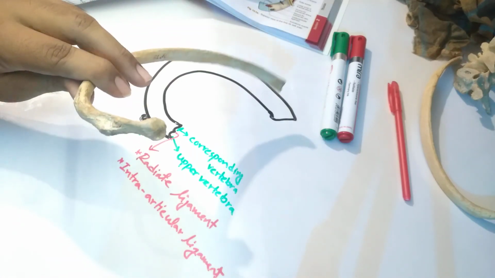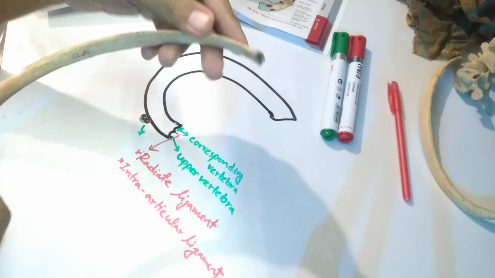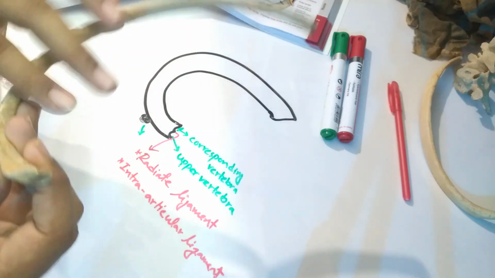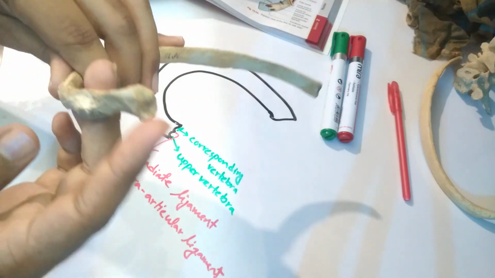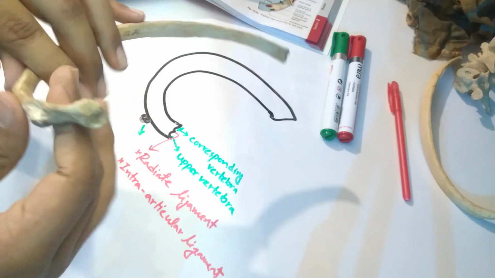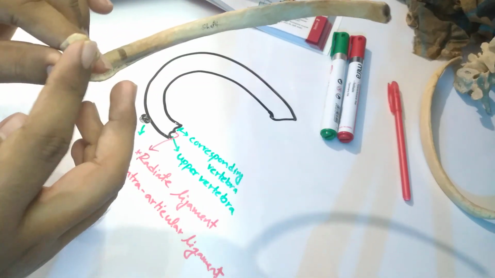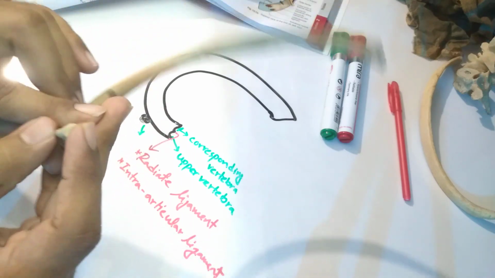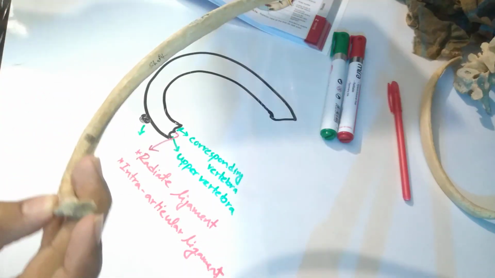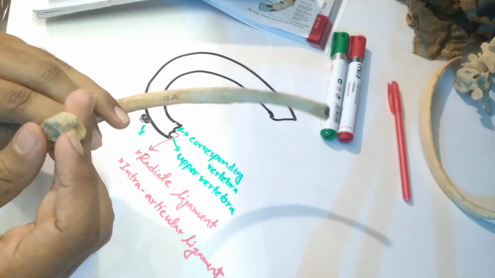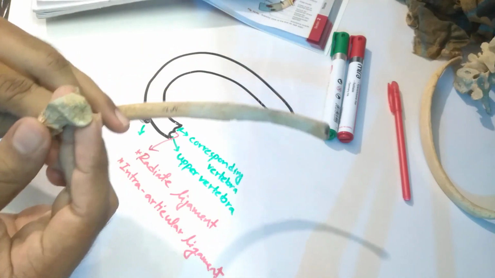This is the typical rib. This is the anterior end, and this is the posterior end. The posterior end has a head, neck and tubercle. The head has two articular facets, the inferior facet and the superior facet.